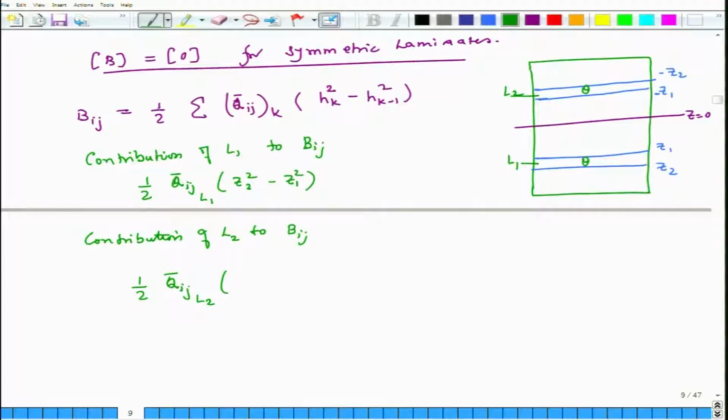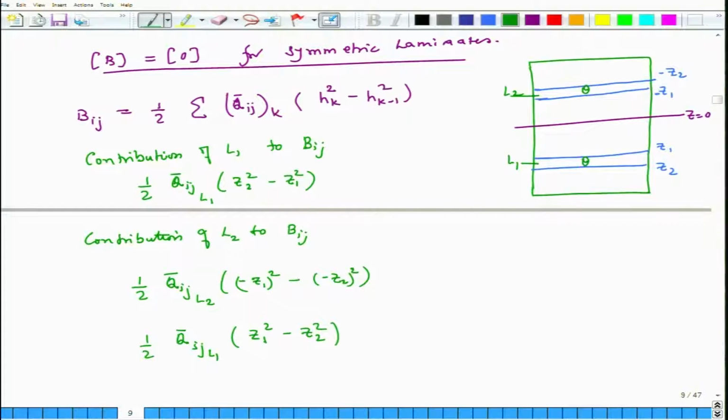So, Hk is minus Z1 square minus Z2 square. Okay. So, this is equal to half, and because the material is same, L1 and L2, the material is same, Qij L1 is same as Qij L2. So, I can just call it Qij L1 because the material is same, and in the parenthesis I am left with Z1 square minus Z2 square.